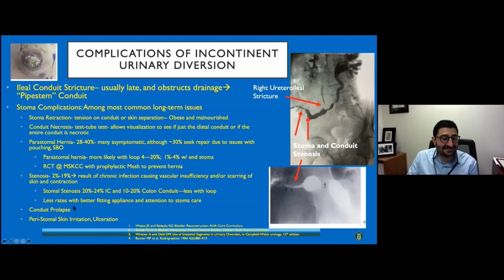There's been less rates of this reported as a result of better fitting ostomy appliances and better attention to stomal care. Conduit prolapse and peristomal skin irritation and ulceration can also be problematic for patients. So these are just a couple of pictures showing stoma stenosis of the conduit. In this picture up here is a patient that I saw during fellowship with a necrotic conduit.